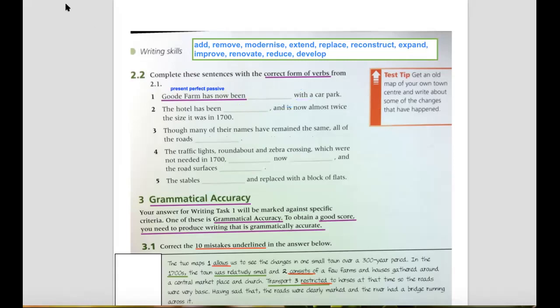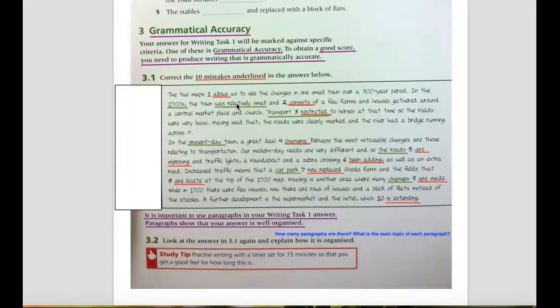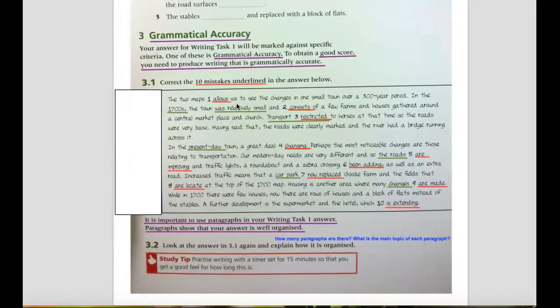Okay, the last thing we're going to do for this video lesson is have a look at an example of the whole task 1 map task. Okay, so again, we want to have at least 2, 3, or even 4 paragraphs. You need to divide it into paragraphs. I would use 3 paragraphs, okay? And it needs to be clearly organized, which means we need to have a main topic for each paragraph.